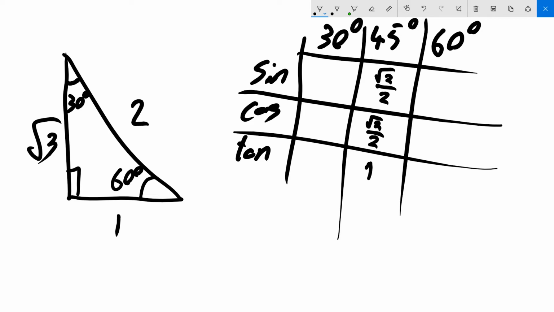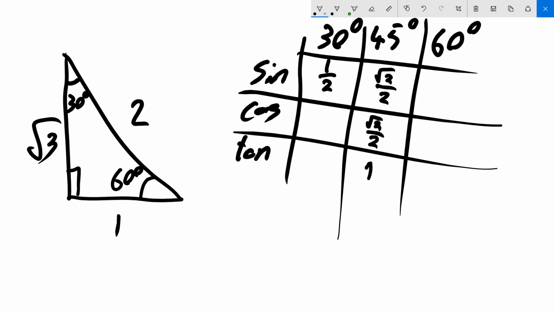Here we have our table of the exact values. If we wanted to find the sine of 45 degrees, we find where this row and column intersect, and we find root 2 over 2, and that is the exact value. Now we're going to do the same, but with 30 degrees. Where's 30 degrees on our triangle? Well, it's right over here. Sine is equal to the opposite divided by the hypotenuse, 1 divided by 2, and we get 1/2.